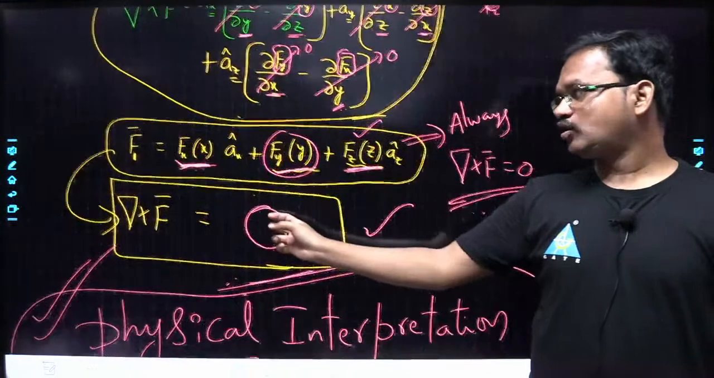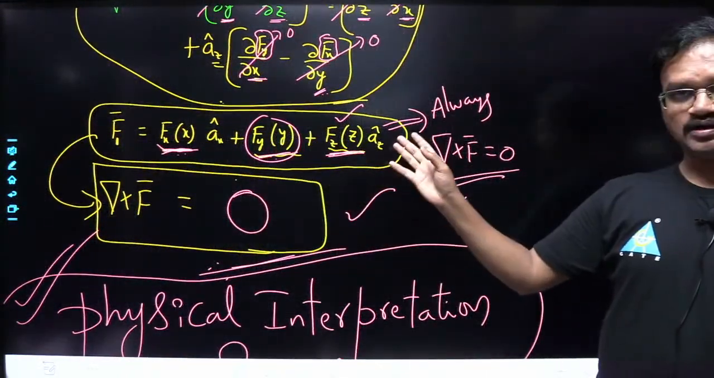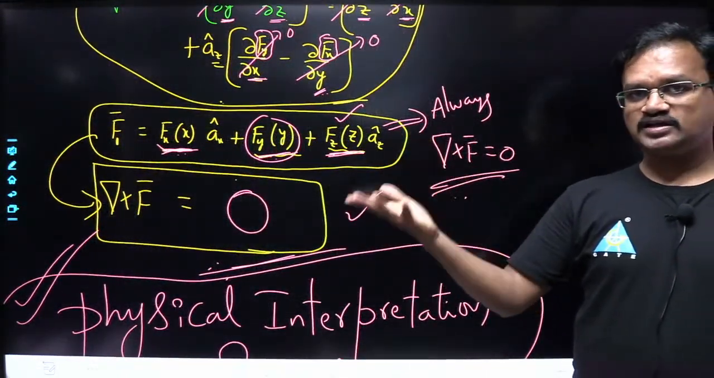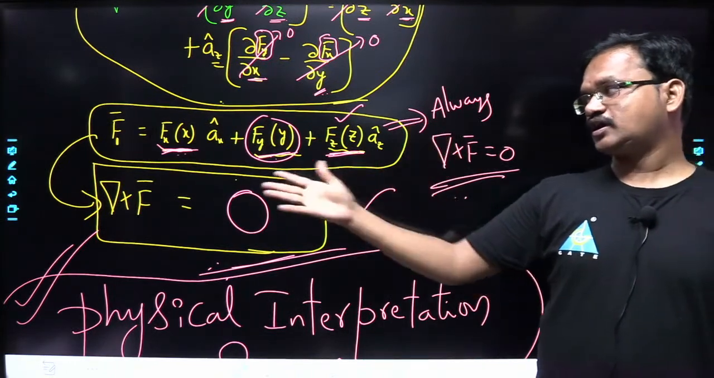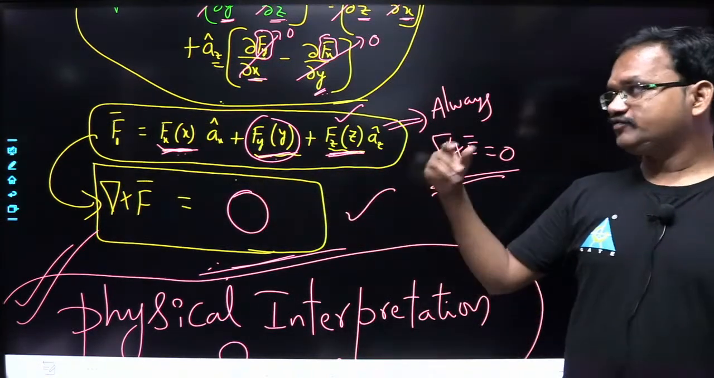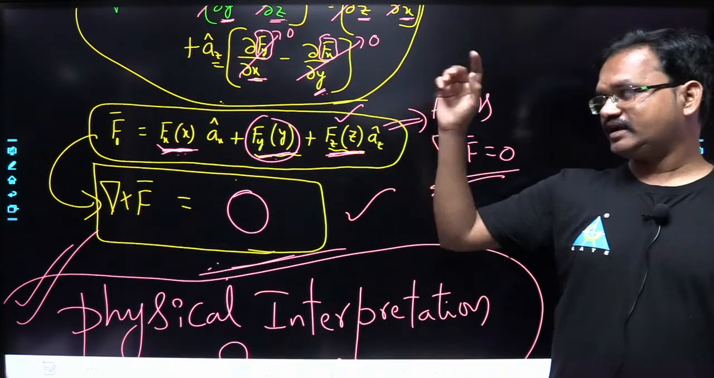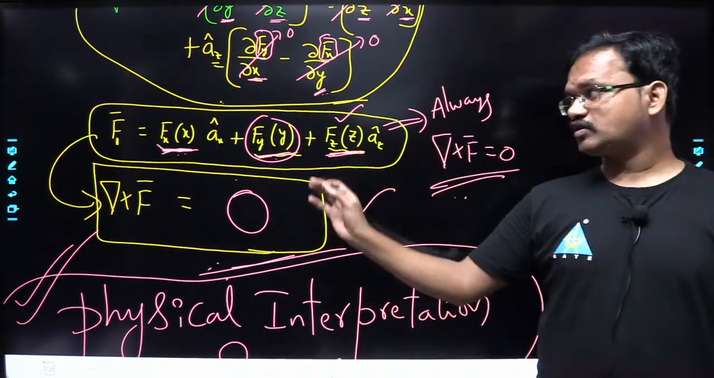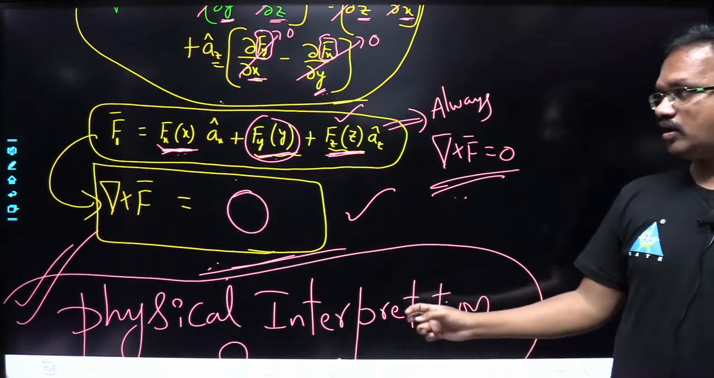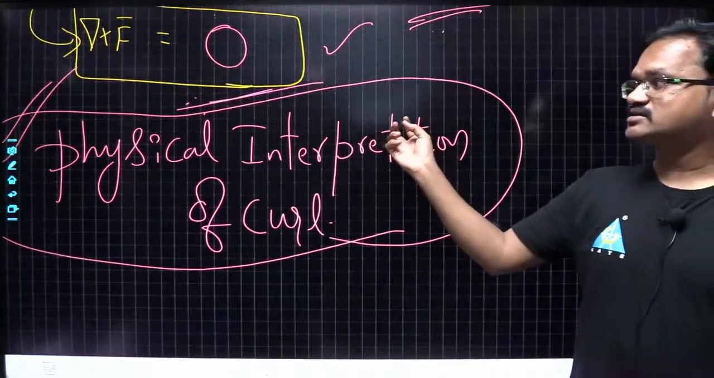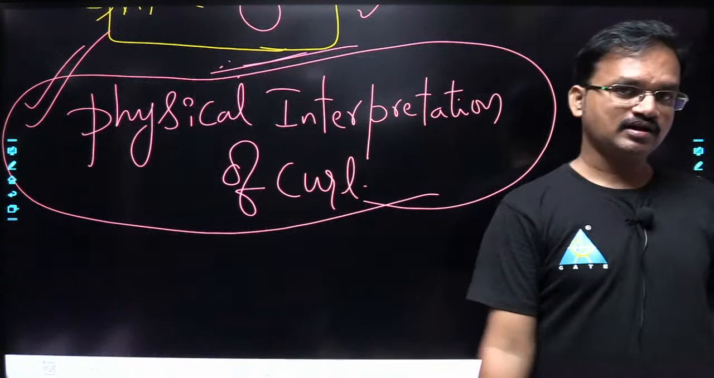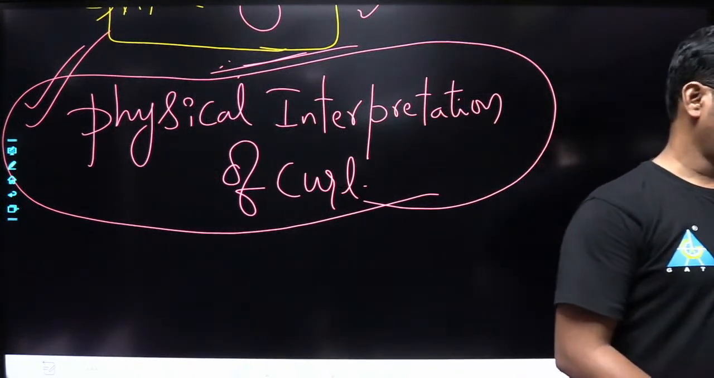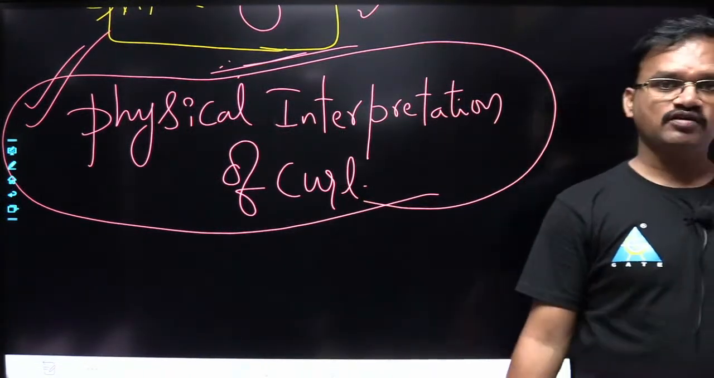I am not saying only this type of function gives curl equal to 0. There are many other functions for which curl will become equal to 0. But if you see the field in this manner, then definitely for this type of field the curl must be 0. That's what I am specifying here. So in the next session we will see the physical interpretation of curl.